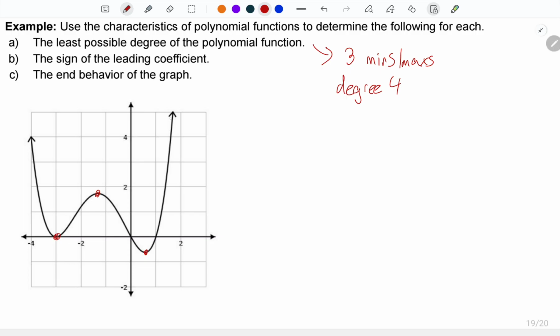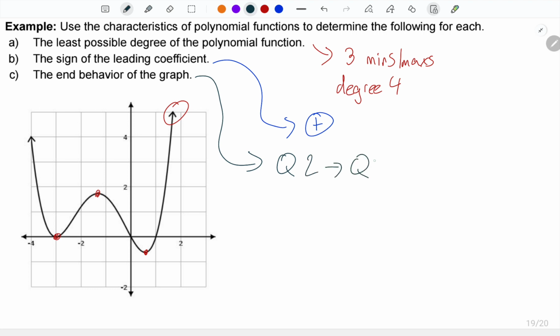The sign of the lead coefficient, basically we're looking at, is our graph as we go to the right going up to positive infinity or down to negative infinity? Since it's going up to positive infinity, it is a positive lead coefficient. And the end behavior, well, that's just directly seen. It's just quadrant 2 to quadrant 1.